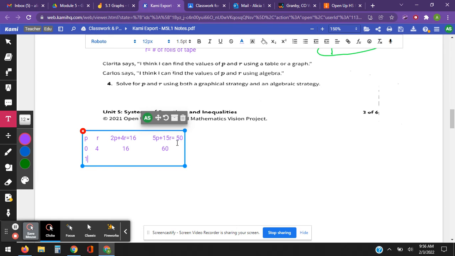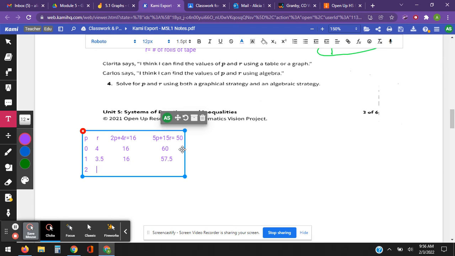I'm confusing myself here. Okay, so if I get one paintbrush, that's $2. 16 minus 2 is 14. 14 divided by 4 is 3.5. So there's why I'm getting ahead of my game. So now I know this one equals 16. But then 5 plus 15 times 3.5. If I add those two together, I end up with 57.5. We're not quite to 50, so we got to keep going.